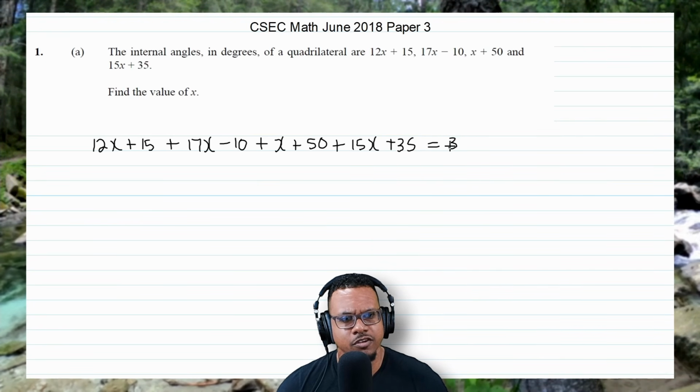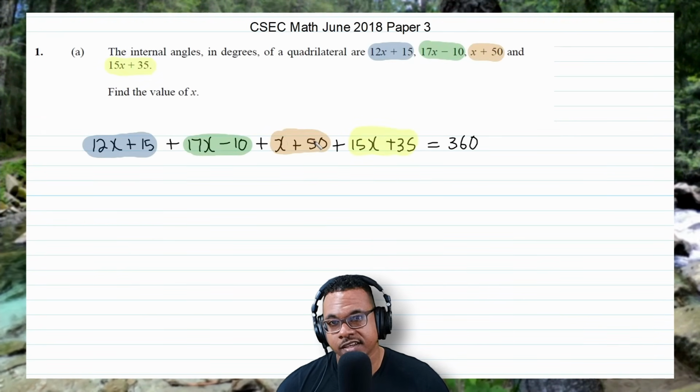equal to 360 degrees. Now I did a little shading to show you the 4 angles, which would be 12x plus 15, look at here. The 17x take away 10, look at here. The x plus 50, look at here. And the 15x plus 35, look at here. So 1, 2, 3, 4. The sum of the 4 interior angles is equal to 360 degrees.